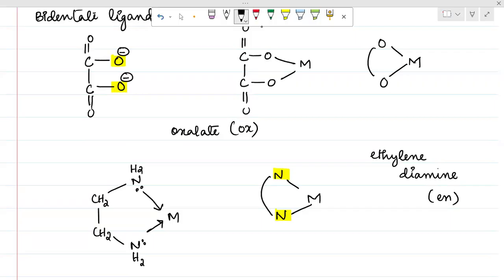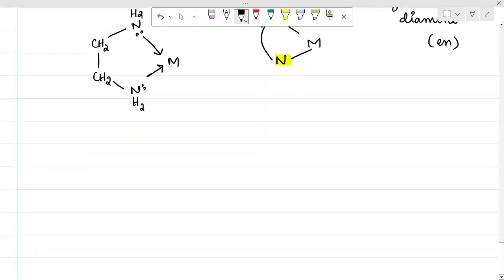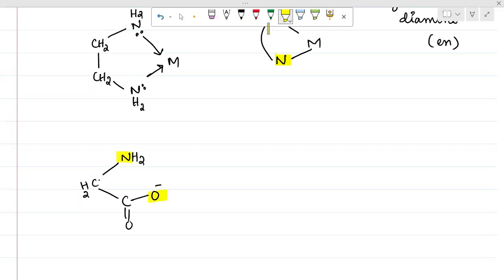Now there are cases where the donor atoms are not the same. For example, glycine. Glycine can be simply represented as NH2, CH2, COO minus. Okay, so this lone pair of electrons from oxygen and this lone pair of electrons from nitrogen would donate. And how do you represent it? Simply like this.